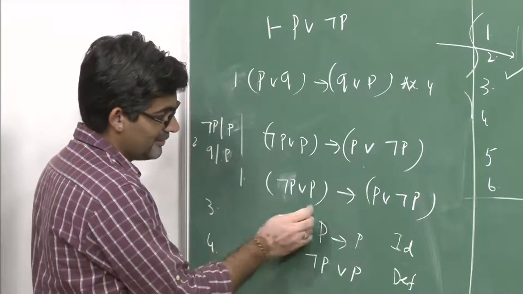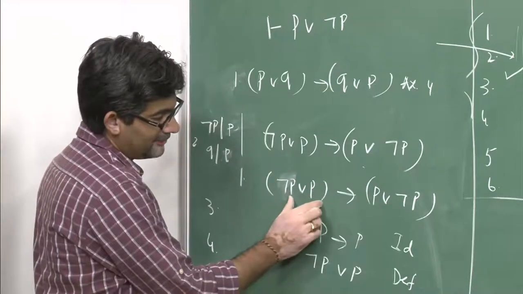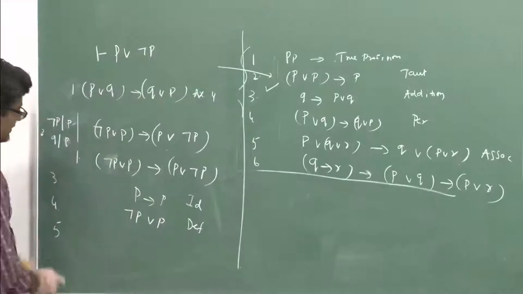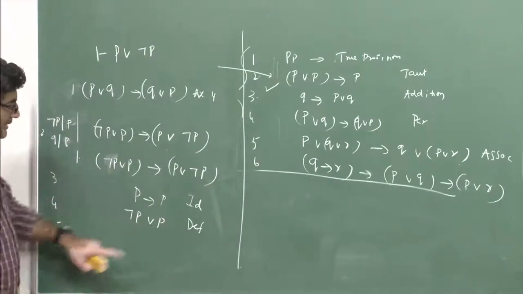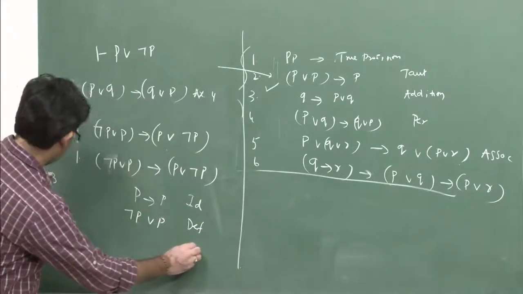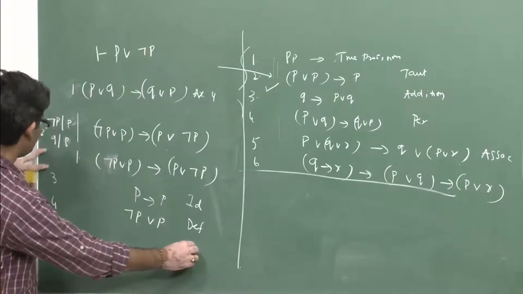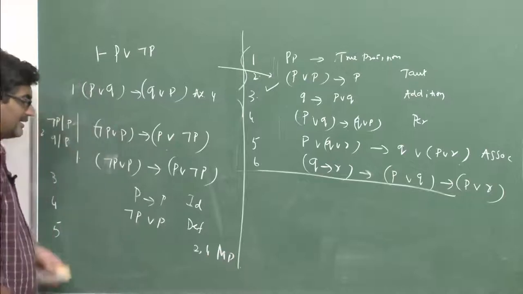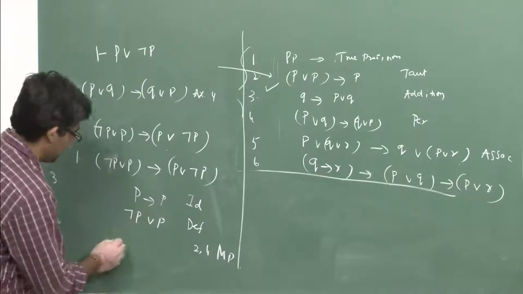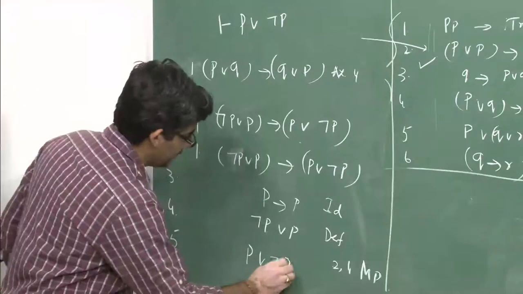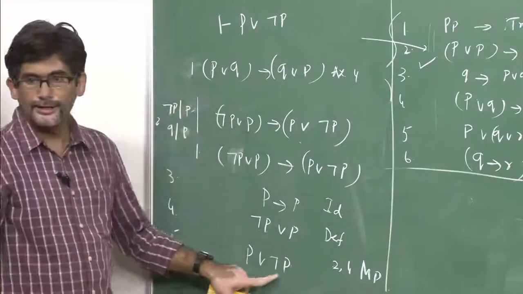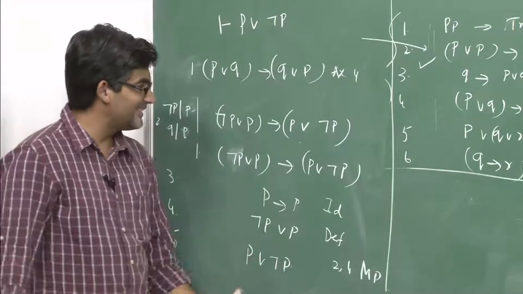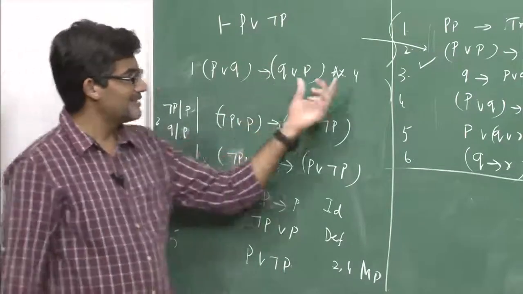Now somehow you need to detach this particular kind of antecedent. So now observe these two things, not P or P here, not P or P here. So these two, that means 2 and 4, modus ponens or rule of detachment you can use. So this is what you got, P R not P. So how did we get this P R not P? We started with axiom number 4.